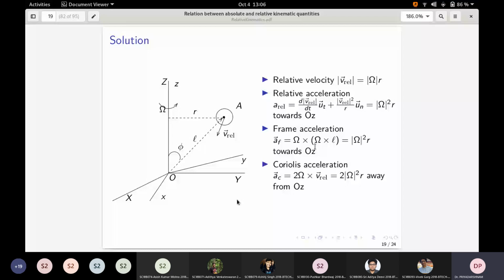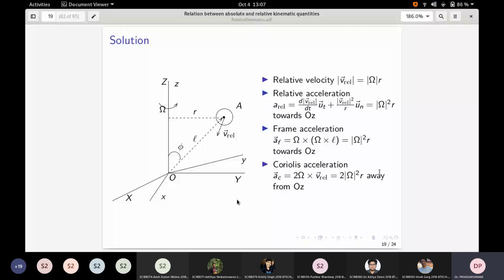Coriolis acceleration by definition is given by 2 times omega cross VREL. But VREL, we had just mentioned, this arrow is the direction. So omega cross VREL will be outside. It is kind of centrifugal, it is trying to push out. The relative acceleration is trying to pull inside. The frame acceleration is also trying to pull inside. However, the Coriolis acceleration is trying to pull outside away from the OZ axis. And it's also 2 times this.